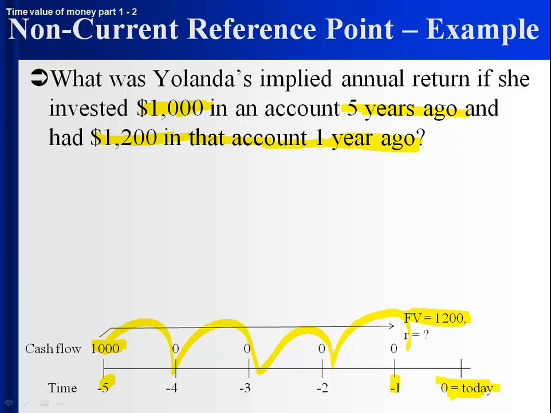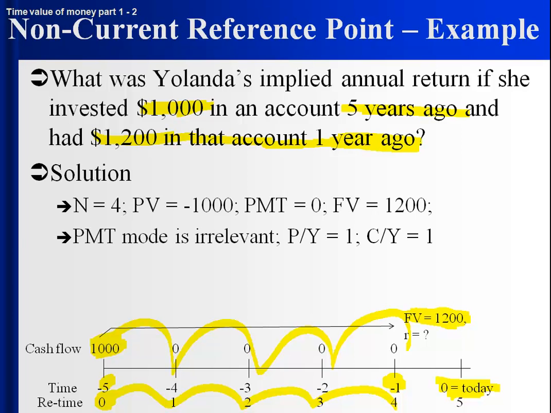Well, let's retime it. So let's get into a time machine and go back 5 years. And so 5 years from now, the point at which that money was put into the account, we can call time zero. And we want to know how much she'll have 1 year ago from today, which when we get out of our time machine here is 1, 2, 3, 4 years in the future. So what's the rate that took her from 1,000 to 1,200 over 4 years?